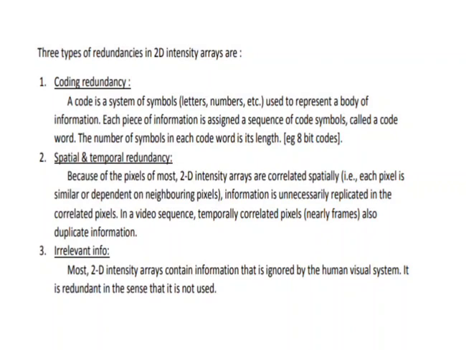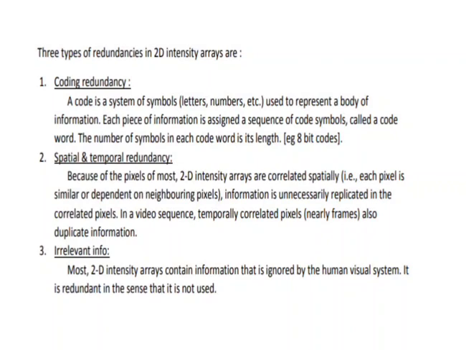First one is coding redundancy. A code is a system of symbols, which may be letters, numbers, or bits, used to represent a body of information or set of events. Each piece of information or event is assigned a sequence of code symbols called a code word. The number of symbols in each code word is its length. The 8-bit codes that are used to represent the intensities in most 2D intensity arrays contain more bits than are needed to represent the intensities.